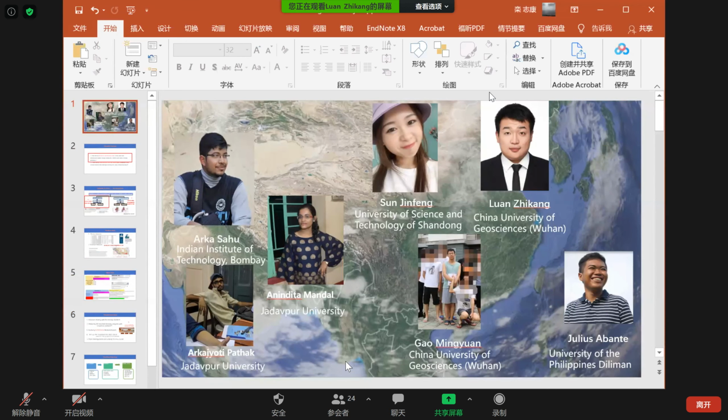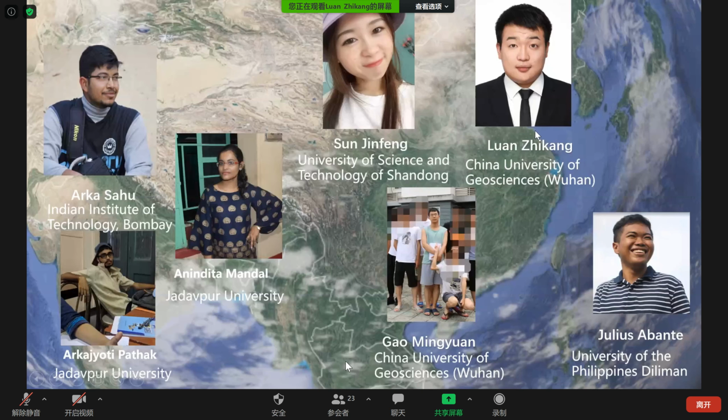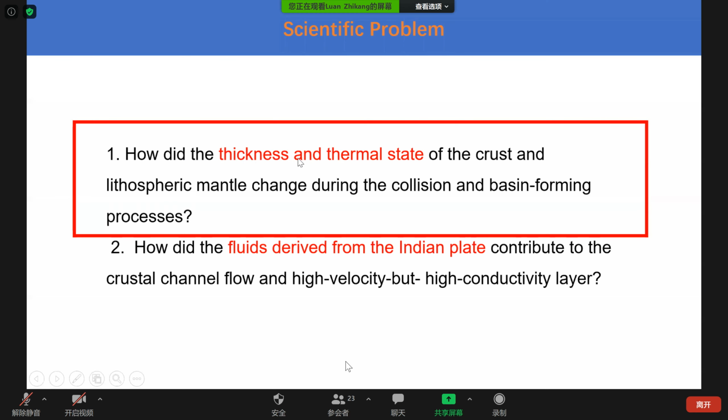So go ahead. Yeah, this is the Igneous project, and here are the group members. Akasahu, Pasaka, and Mando are from India, and Weisui, Jinfeng, Zhikang, and Ming are from China, and Benta is from the Philippines. And the scientific question is: how did the thickness and the thermal state of the crust and lithosphere mantle change during collision and basin forming processes?